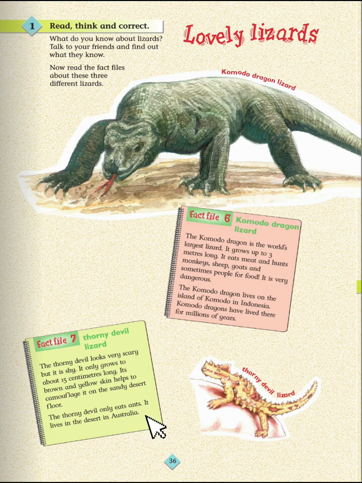Now fact file 7, thorny devil lizard. The thorny devil looks very scary, but it is shy. It only grows to about 15 centimeters long. Its brown and yellow skin helps to camouflage it on the sandy desert floor. The thorny devil only eats ants, and it lives in the deserts in Australia.